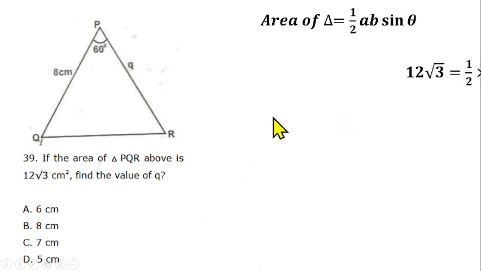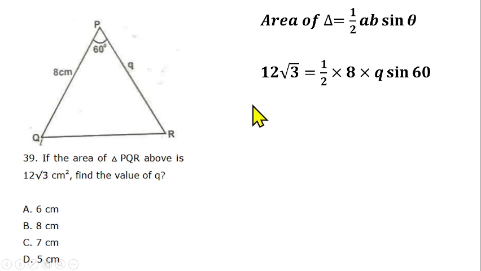So we are given the area to be 12 root 3, which equals 1 over 2 times 8 times Q, the second side, times sin 60. In this case, you need to know the trigonometric ratio of sin 60. The trigonometric ratio of sin 60 is root 3 over 2. If you want to understand this, please visit my trigonometric ratio video on my channel. This 60 degree angle here is a special angle, so you can find its ratio, which is root 3 over 2. 2 can go into 8, that gives us 4. So we have 12 root 3 equals 4Q times root 3 over 2.